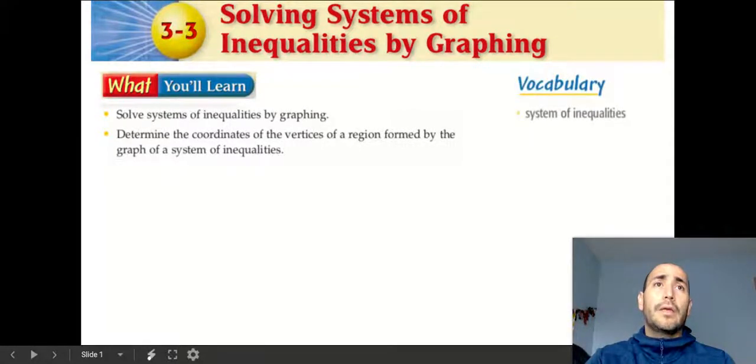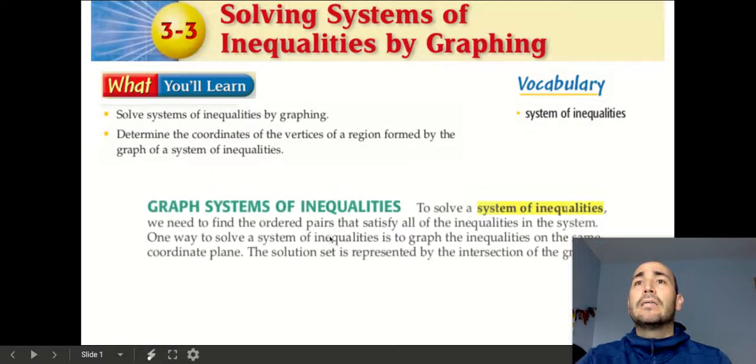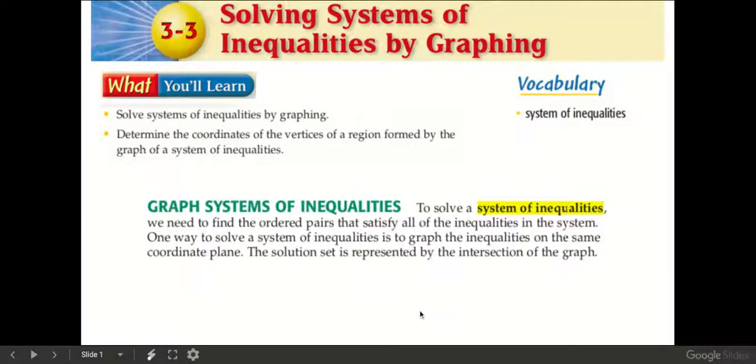Some vocabulary to keep in mind is what a system of inequalities is. We've talked about systems of equations in previous lessons. Now we're going to be moving on to systems of inequalities. So let's take a look at this.